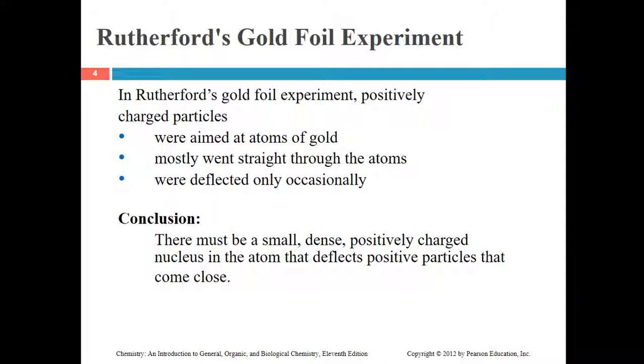So from this, they had to totally rewrite what they thought at the time of what an atom looked like: that it wasn't this solid piece, but that the atom was actually empty space with a small, dense, positively charged nucleus in the atom. Why? Because it was deflecting the positive charges that got close. You go, well, that doesn't make sense. How can you have something make up something that's mostly empty space?